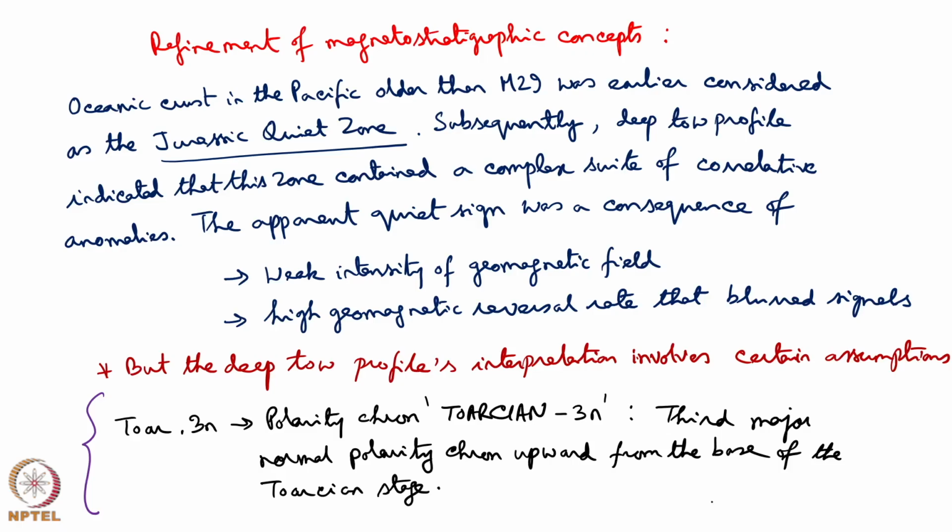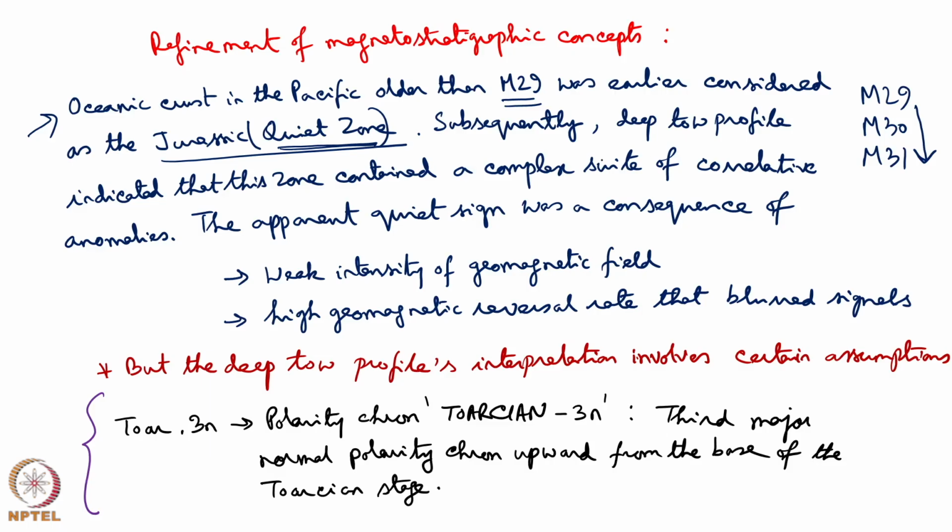For example, the oceanic crust in the Pacific older than M29. What does that mean? M29 is here, so below that will be M30, M31, etc. Older than M29 means we are essentially meaning these numbers. They were earlier considered as a Jurassic quiet zone. What is the meaning of this quiet zone? We see this term used again in the next example. This quiet zone means it is a zone which cannot be correlated, with no events, no anomaly.